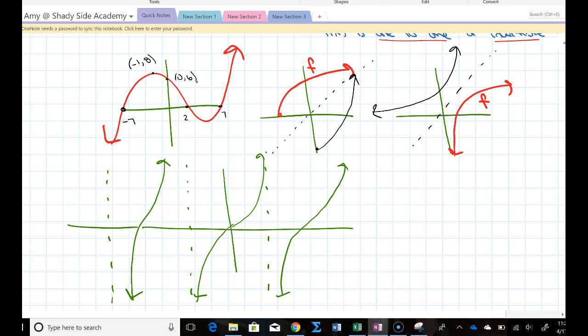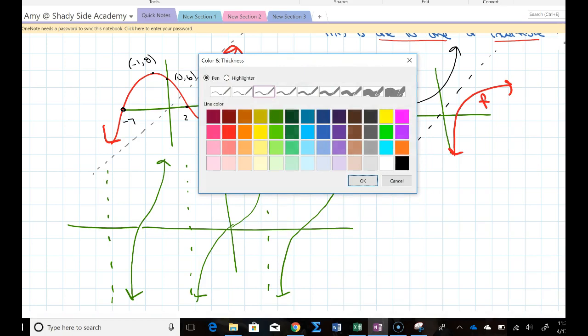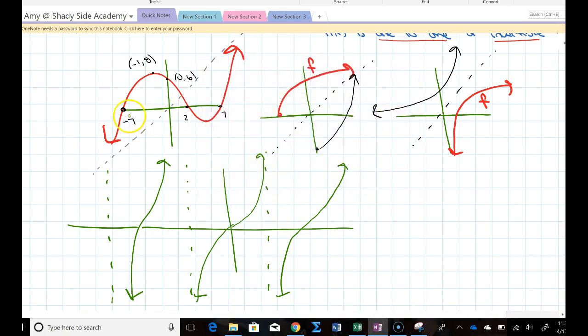Let's also remember the relationship between x and y on the function and x and y on the inverse. You may remember this: x comma y on the function corresponds to y comma x on the inverse. So (-7, 0) will become (0, -7), right? (2, 0) will become (0, 2). (7, 0) becomes (0, 7). And (-1, 8) becomes (8, -1).